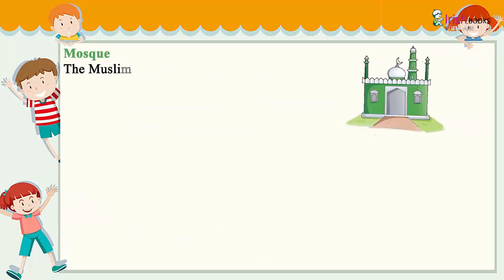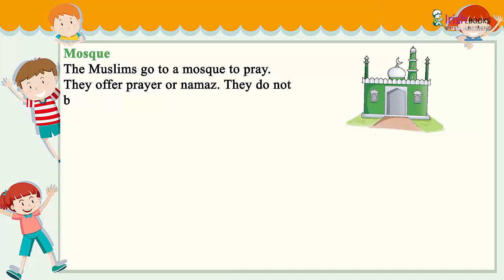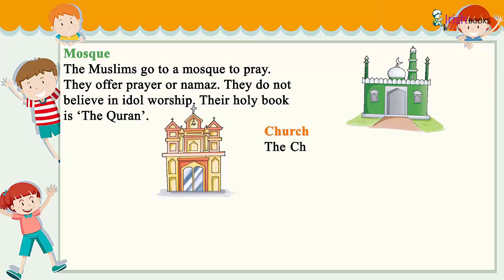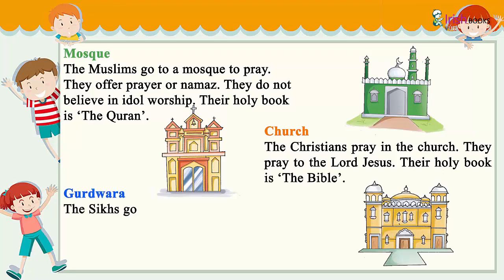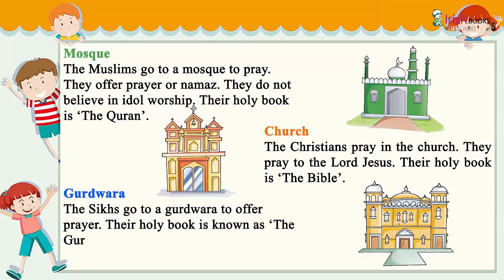Mosque. Is the Quran. Church. The Christians pray in the church. They pray to the Lord Jesus. Their holy book is the Bible. Gurdwara. The Sikhs go to a Gurdwara to offer prayer. Their holy book is known as the Guru Granth Sahib.